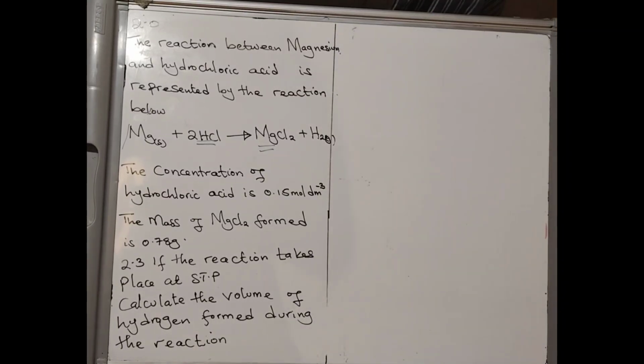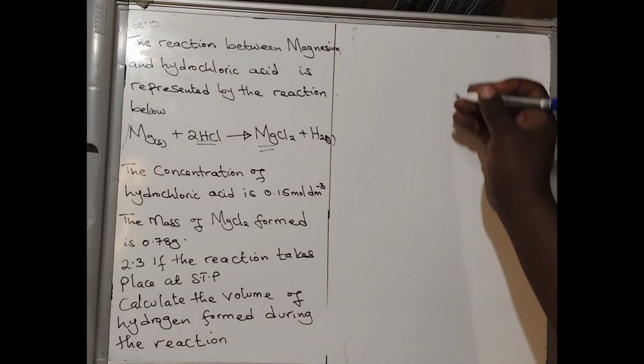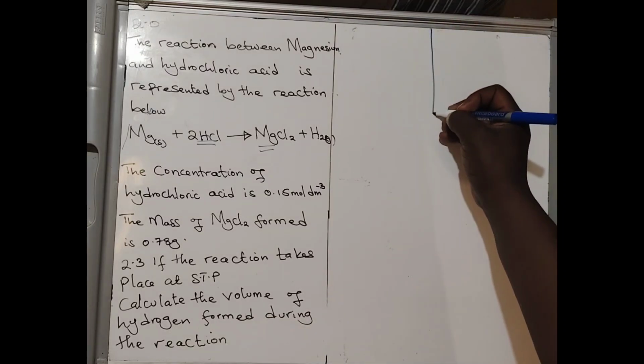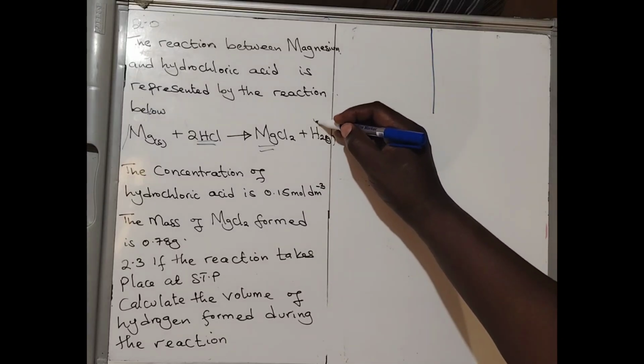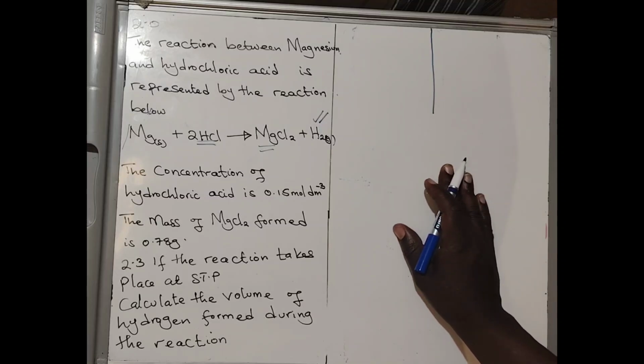Yes, then comes this question. The question says that if the reaction takes place at STP, standard temperature and pressure, calculate the volume of hydrogen gas formed during the reaction. So how do you go about this? Still, I would advise you to use the same method. It's universal. You divide this one into two sides. You have to take note that this time around we are looking for hydrogen. So hydrogen is part of the deal.